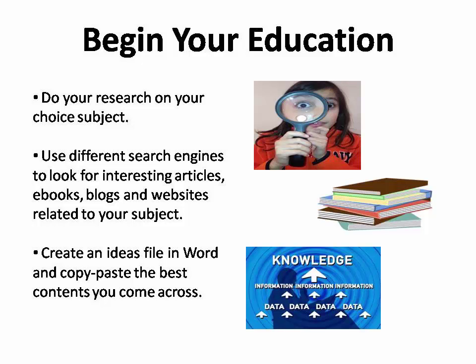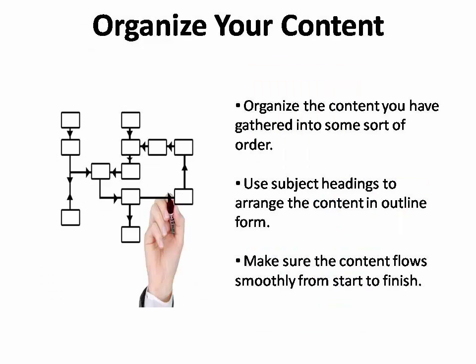Create an ideas file in Word and copy and paste the best parts of each document into it. It's easier if you create half a dozen or so general subject headings, then copy and paste chunks of content into the most relevant subject heading. Once you're satisfied that you have a lot of information, spend some time organizing the content into some sort of order. This is where the subject headings come into play. Think of them as chapter headings, then arrange the content into an outline form. Take your time and make sure that it flows from start to finish.